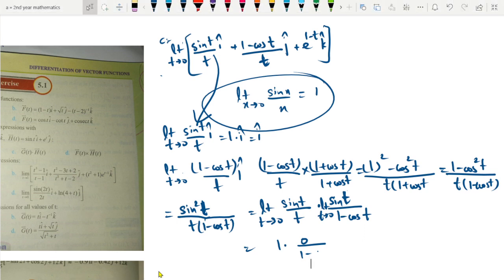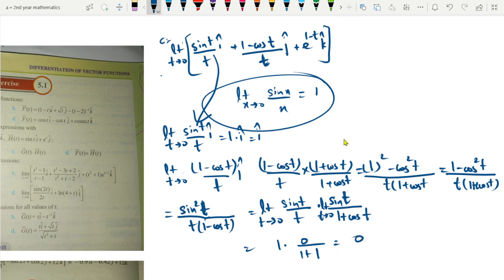So we have a mistake here. This is plus 1, sorry. So by applying limits on this one, this will become cos of 0. Cos of 0 is equal to 1. So this is plus. Okay, so this will become 0 divided by 2 is equal to 0.